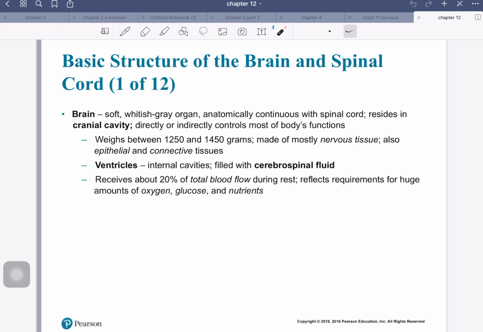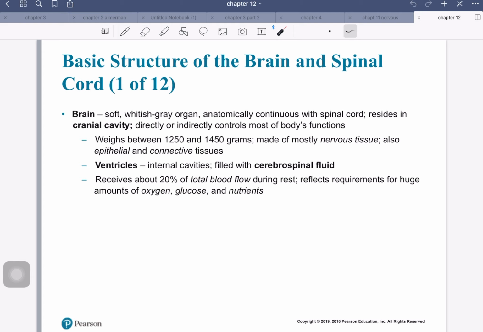Now, I'd never ask you this weight, but to give you an idea, it's somewhere between about 1,250 to about 1,450 grams. And it is mostly made of nervous tissue, but we do see some other tissues associated with the brain, some epithelia and some connective tissues. Now, within the brain, we have a number of internal cavities which make up the ventricular system, the ventricles, and these are filled with cerebrospinal fluid, and we'll talk about those in greater detail.